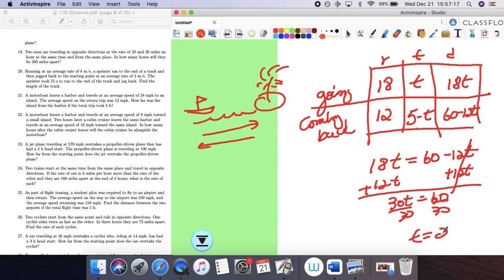T equals 2 hours. So going, it took 2 hours, because t equals 2. And coming back, 5 minus 2. Coming back, it took 3 hours. It makes sense, right? Because going, the speed was faster.